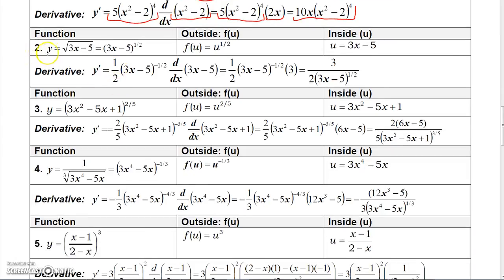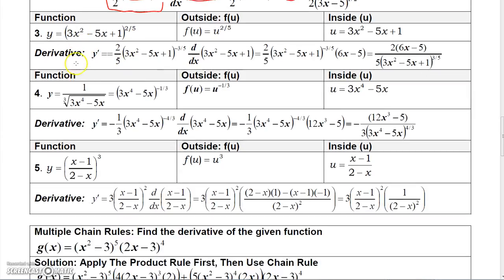Here's another one. If you have the square root of 3x minus 5, that's 3x minus 5 to the 1/2 power. So the outside concept would really just be u to the 1/2, where u is 3x minus 5. So if I take the derivative of the outside, I would have 1/2 times 3x minus 5 to the negative 1/2. And then I would multiply that by the derivative of the inside, the derivative of 3x minus 5. Now, what is the derivative of 3x minus 5? It's just 3. So I end up with 1/2 times 3x minus 5 to the negative 1/2 times 3. And then for my final answer, I just write it without the negative exponent.